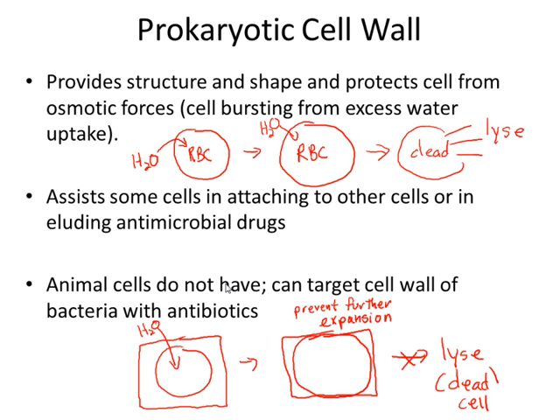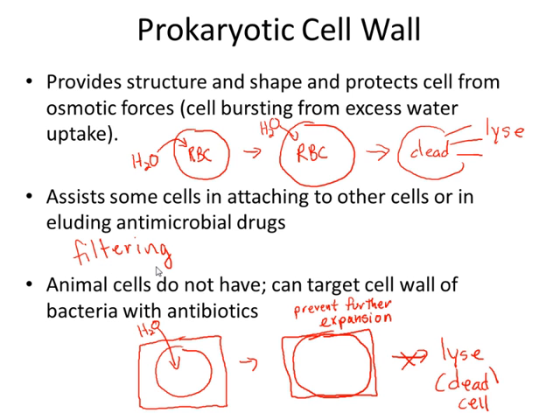Now, it has other indirect functions. In some cases, it can help cells attach to each other to form communities. It also is very useful in filtering antimicrobial drugs. We'll deal with that in a little bit. There are certain types of bacteria which have a barrier based on the structure of their cell wall, so the antibiotic can't get in and do its job. So we have to be very cognizant when you prescribe antibiotics. What is the infection you're dealing with? Because in some cases that antibiotic may be rendered useless based on the structure of that cell wall.